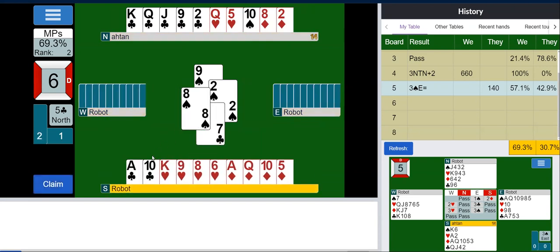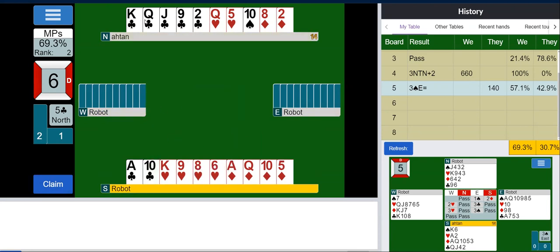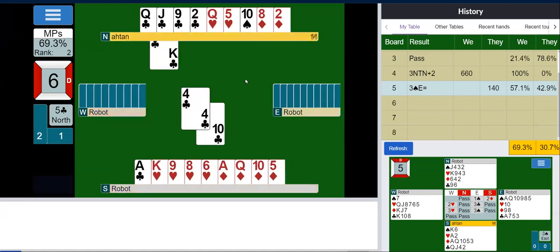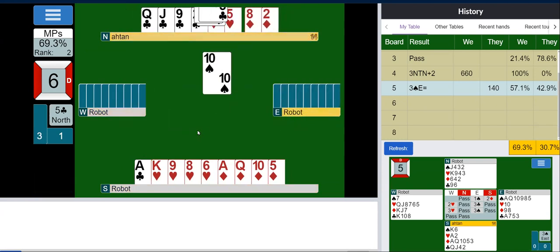Okay. Let's see. One, two, three, four, five, six, seven, eight. There's five more. Okay. I'm going to go up and ruff with the ace.